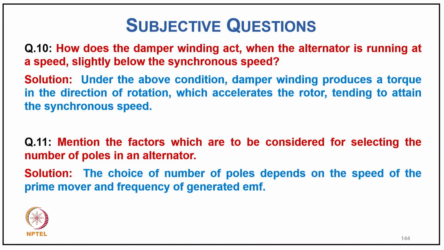What is the alternator running at a speed slightly below synchronous speed under the above condition? The damper winding produces a torque in the direction of rotation, which accelerates the rotor and helps it attain the synchronous speed. Mention the factors which are considered in selecting the number of poles in an alternator.